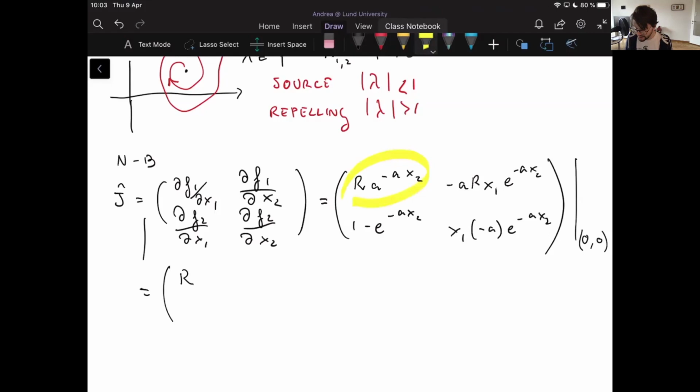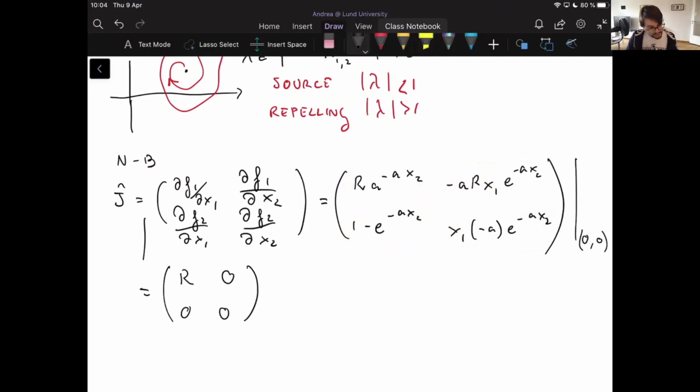So the first one is R, because the exponential goes to 1, and you're left with 1. This goes to 0 because x1 is 0. This goes to 0 because the exponential goes to 1, and you have a 1 minus 1. And this goes to 0 because x1 goes to 0. Okay? So therefore, the Jacobian is done like this. It's pretty simple in 0.